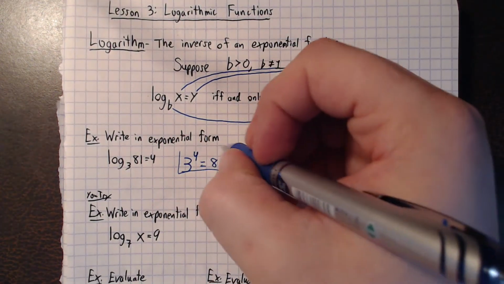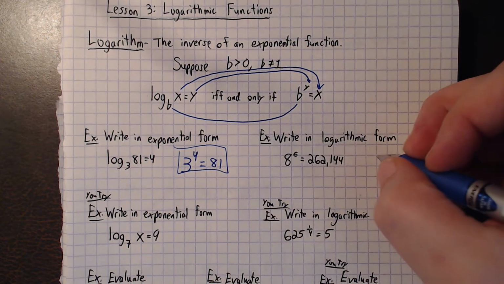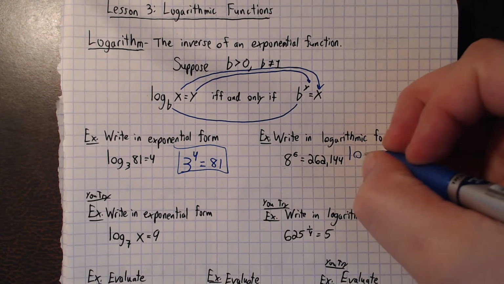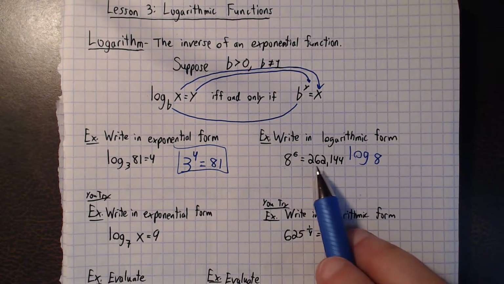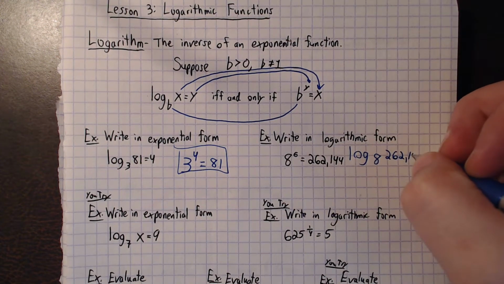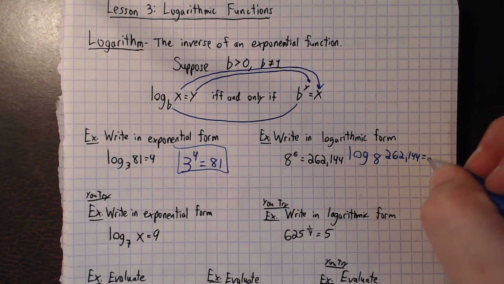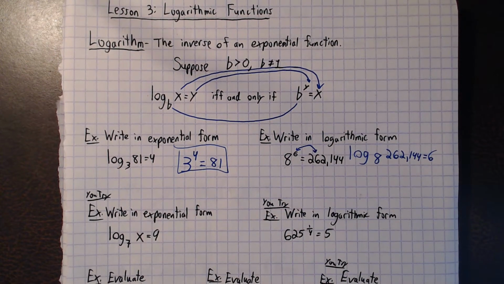Going the other direction, again, our base doesn't change. Right? So I know my base here was 8. It's going to remain my base here as well. However, now we're working in log form. So I have log base 8 of this value, 262,144. It's going to be equal to 6. Because remember, I mentioned these always switch places.